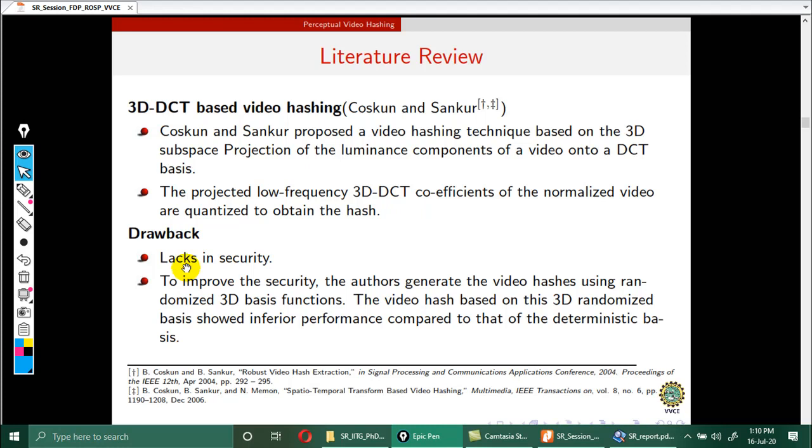What is the drawback? It lacks security because the basis function is predefined, that is, it is deterministic. To improve the security, the authors generated the video hash using randomized 3D basis functions. The video hash based on this 3D randomized basis showed inferior performance compared to that of the deterministic basis.